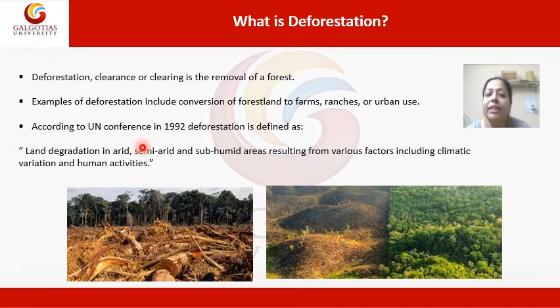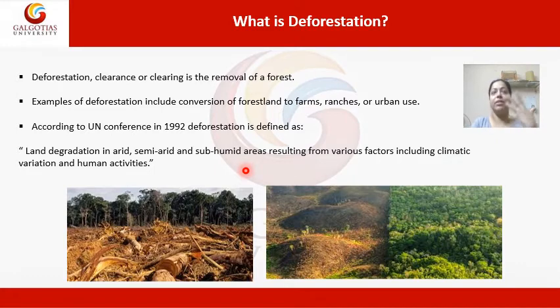According to the United Nations conference held in 1992, deforestation is defined as land degradation in semi-arid and subhumid areas resulting from various factors including climatic variation and human activities. So deforestation is considered to be land degradation. It can be in a normal condition, or in a semi-arid region. And the factors include climatic variation and different types of human activities.